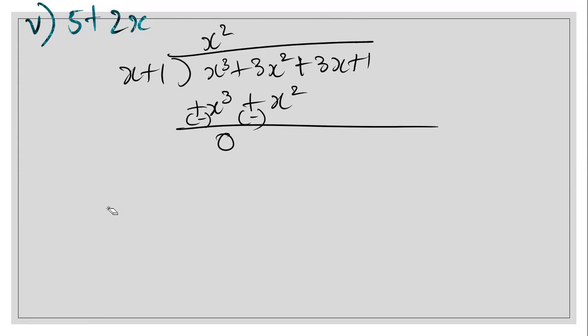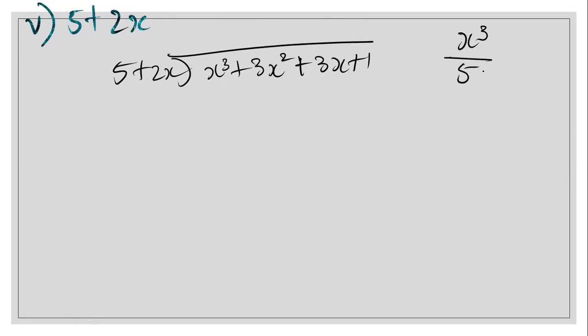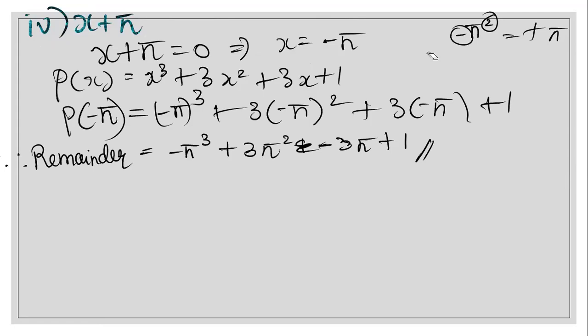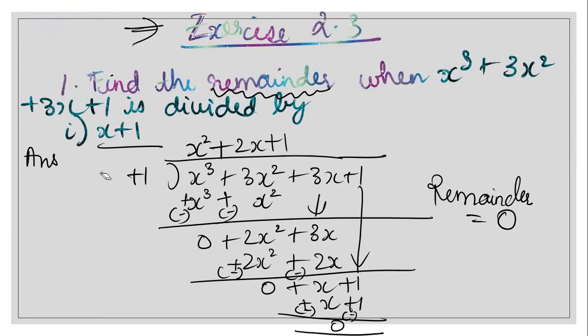I'm so sorry. So 5 plus 2x. So x cube divided by 5, right? So this is your first one, x cube divided by 5. But actually this is not how you should do it. You know why? Because usually we have seen, even in the previous slide, that our x term is coming first, right? So same thing only we have to do here.